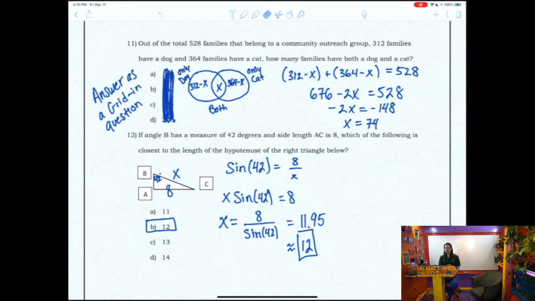For 12, we're back to requiring sine as a trigonometric function because we have the opposite side length respective to the angle B. Side length AC would be the opposite side. So we have the opposite, and we're looking for the hypotenuse. That's governed by the trigonometric function of sine. So the sine of 42 degrees has to be equal to the opposite side of 8 divided by the unknown side length of the hypotenuse, which we'll describe as just x. So x times the sine of 42 is equal to 8. So x is equal to 8 divided by the sine of 42. That's going to be 11.95, which is closest to 12.